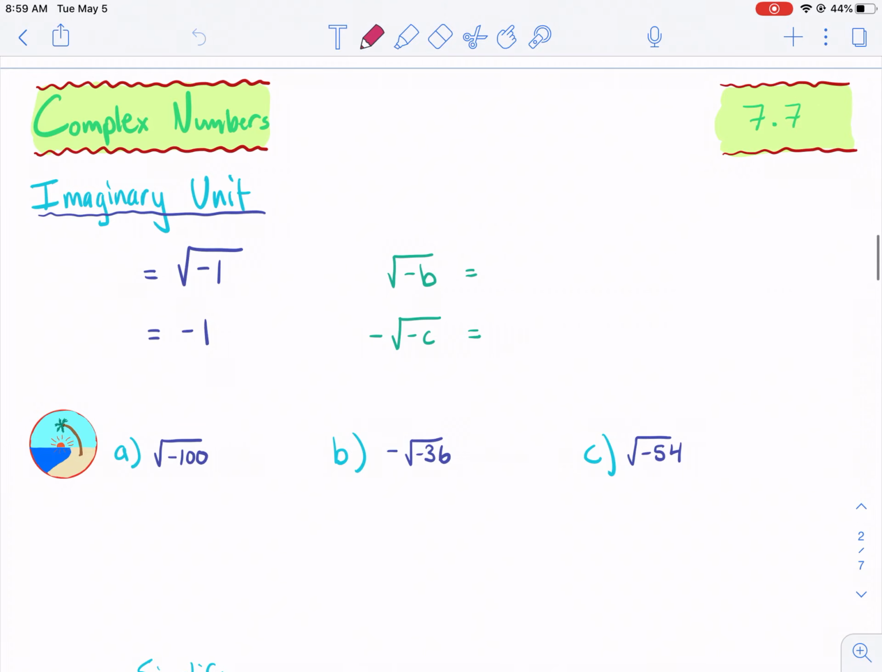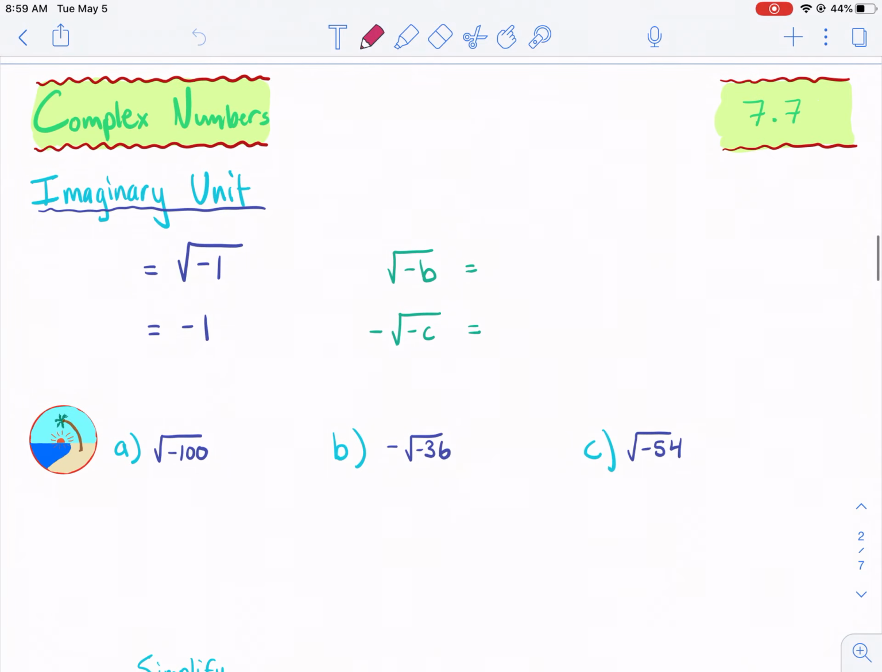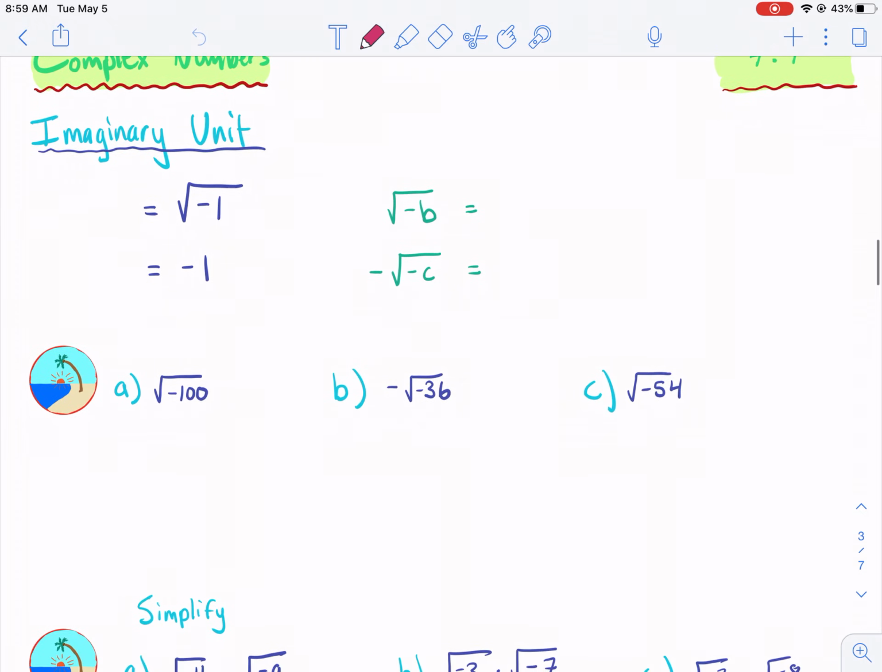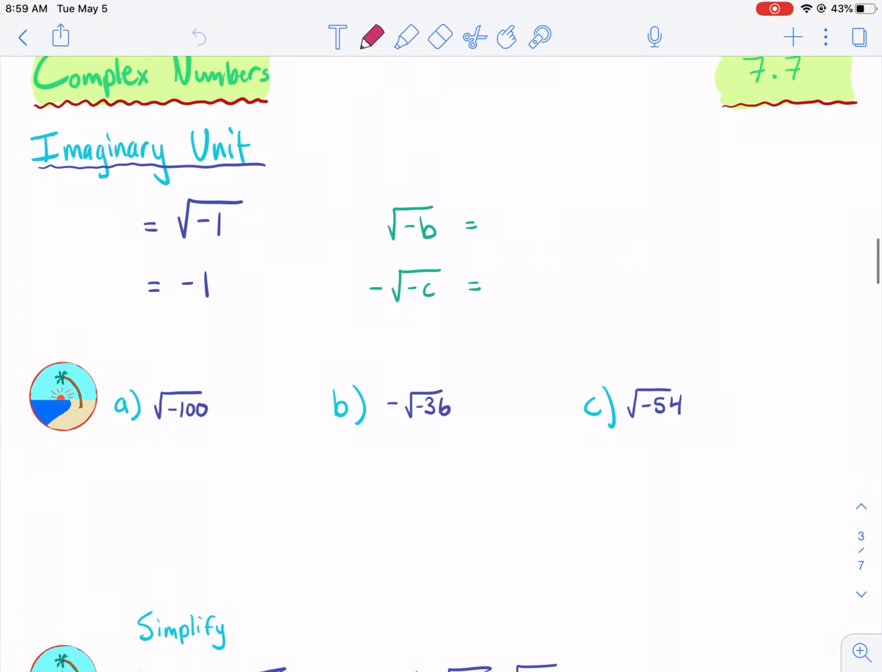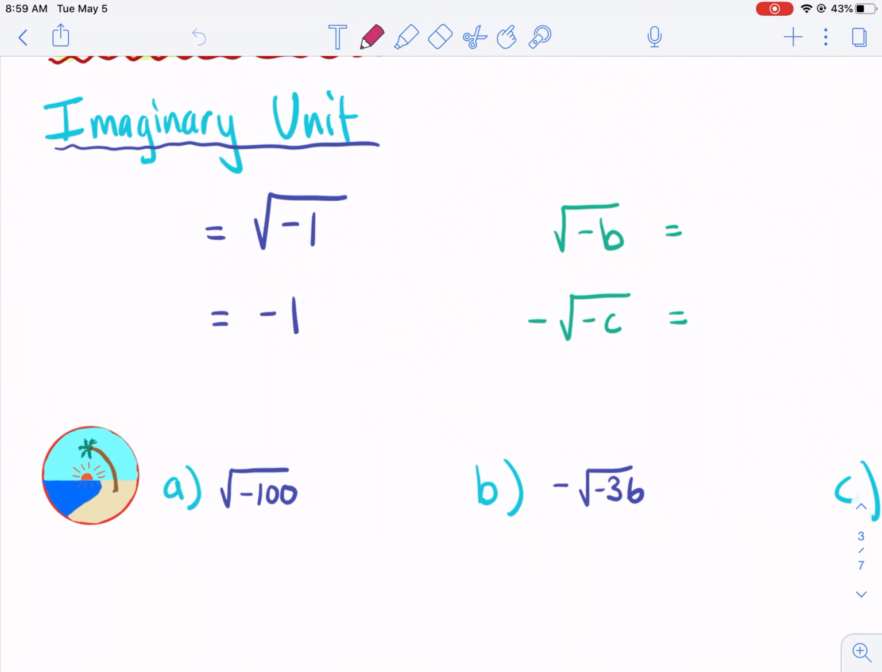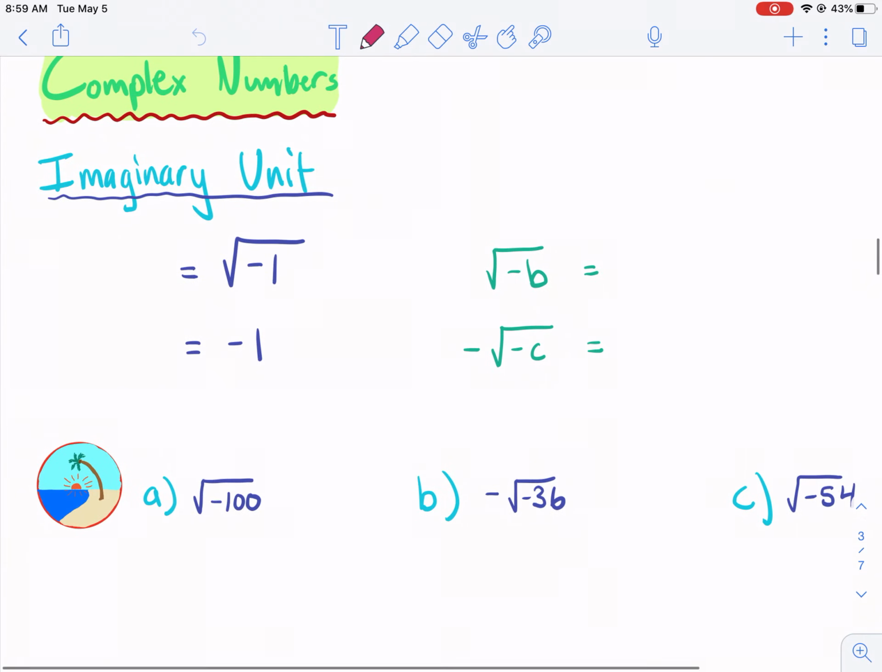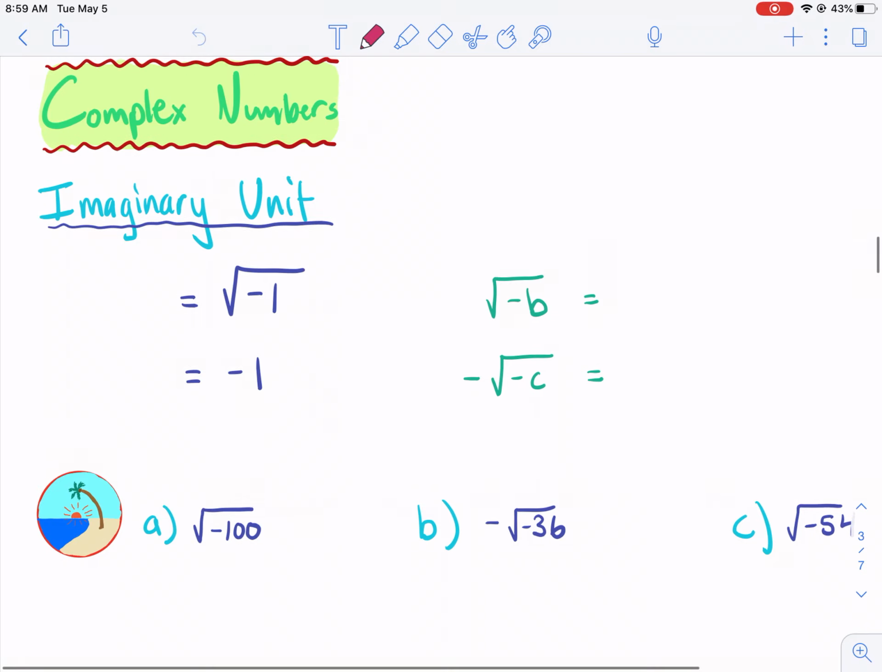Today we're going to be talking about complex numbers at the end of chapter 7, specifically 7.7. And today we're going to talk about the building blocks of what a complex number is. We can't go any further when talking about complex numbers than the imaginary unit. So the imaginary unit is like the building block of complex numbers.